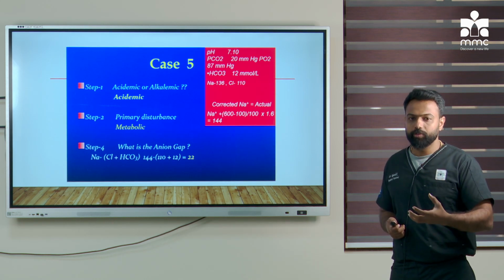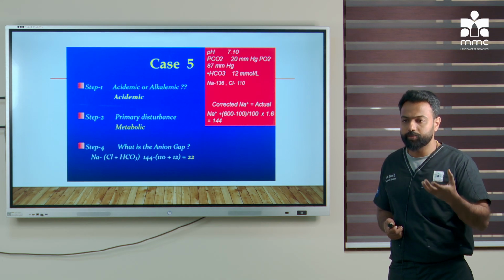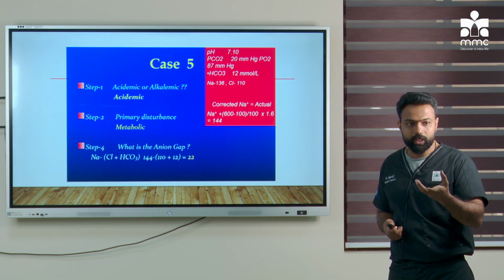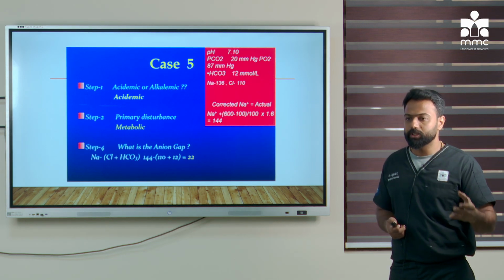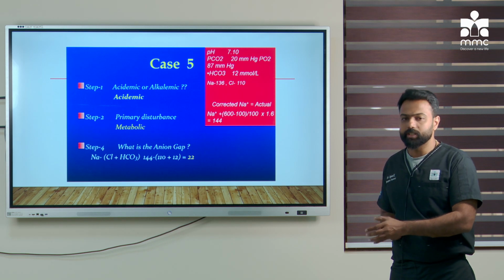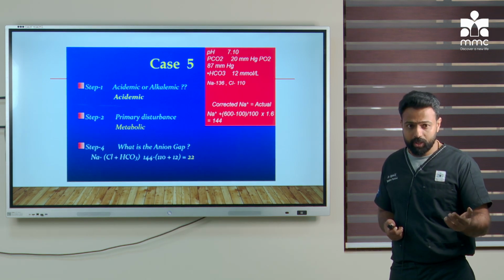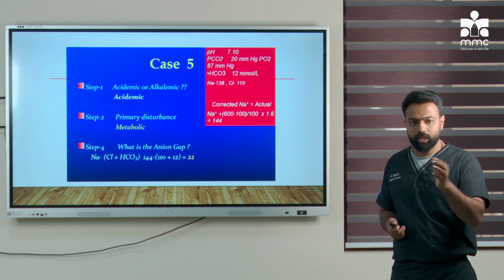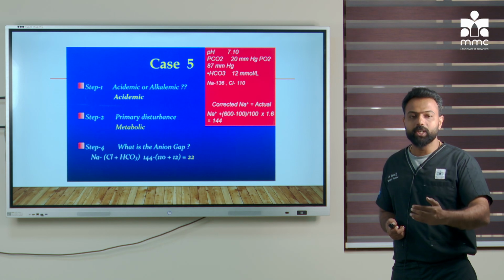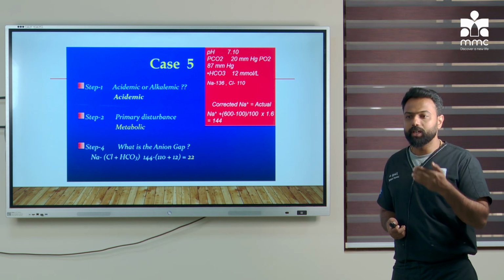So reviewing the initial steps of ABG, the 6-step approach: the first step should be to look at the pH. If it is low, it is acidosis. Then you look at the PCO2. If it is high, it is respiratory; if it is low, it is metabolic acidosis. The opposite applies for alkalosis also. If the patient is having metabolic acidosis, the next step is you calculate the anion gap.